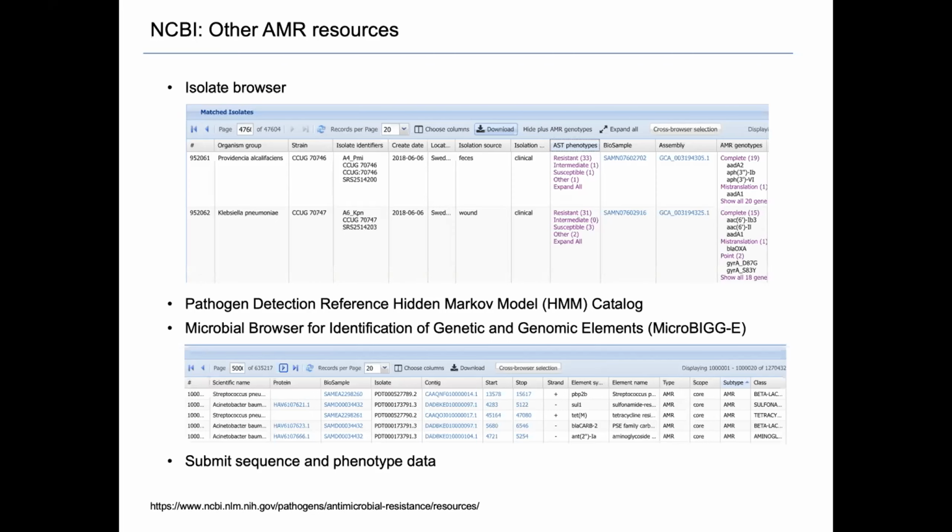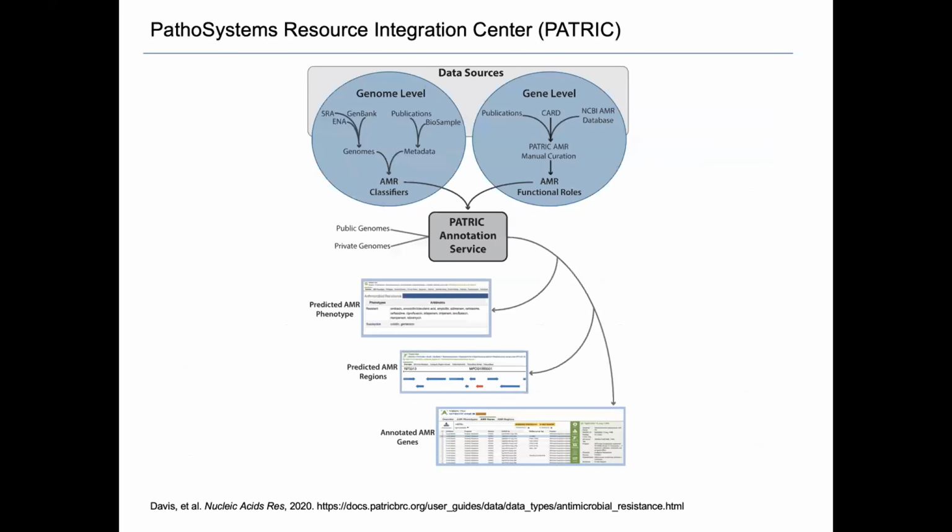And so then now the last database that I'll go through is PATRIC, which stands for Pathosystems Resource Integration Center. And so this is an infographic that I've taken from their website, which describes where their data comes from and what services they offer. So at the genome level, they pull their genomes from the SRA, the ENA, GenBank to get their genomes.